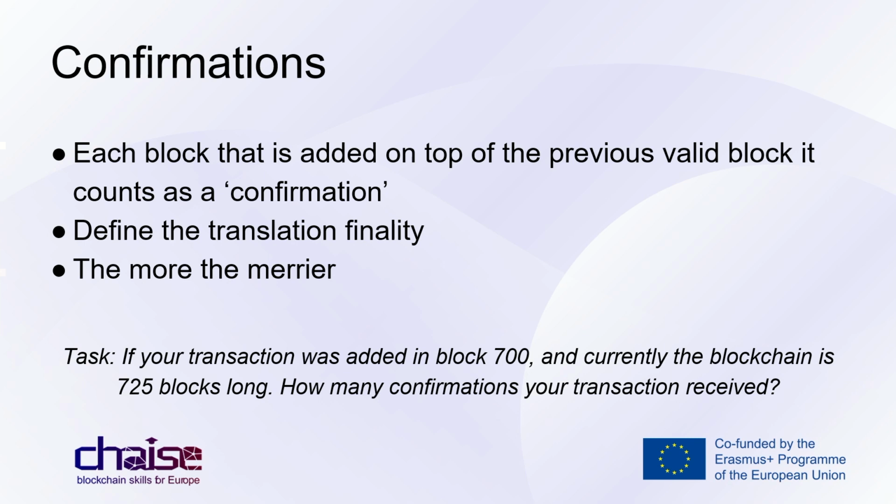So I have one very simple and small task for you. Just imagine your transaction was added in block 700 and currently the blockchain is 725 blocks long. How many confirmations has your transaction received? I hope you have already found your answer, because it is just like a mathematical equation. Solving it, 725 minus 700 is 25 blocks, so you have 25 confirmations.